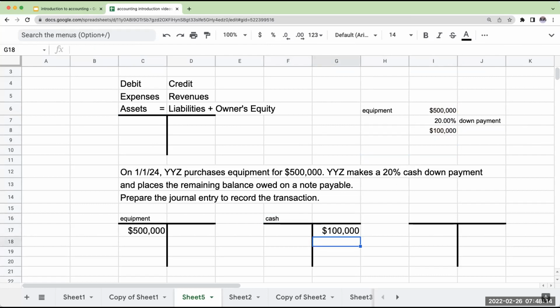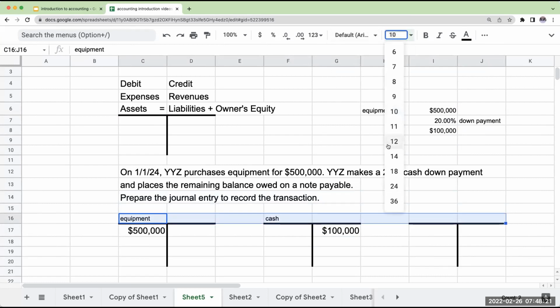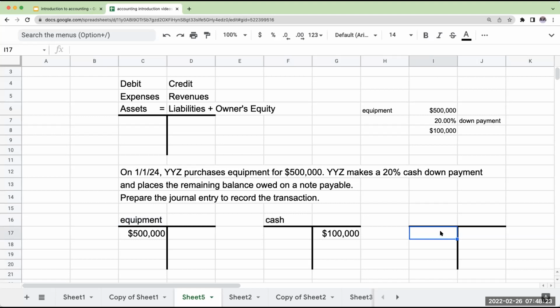Now, whenever we go through and have transactions, my total debits have to equal my total credits. So what do I need to do to balance? Well, I have total debits so far of 500,000. I have credits so far of 100,000. So the remaining amount I'm going to need as a credit is going to be 400,000.